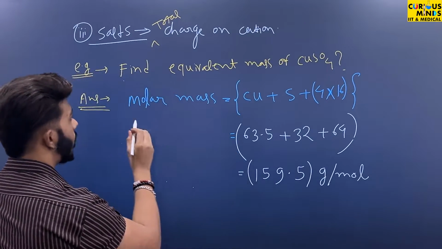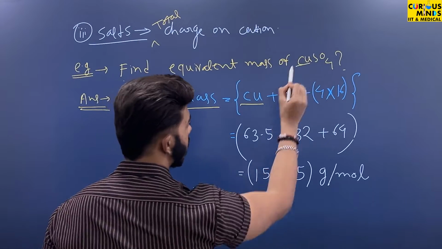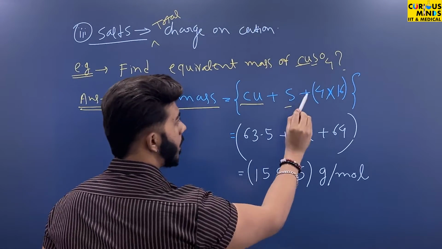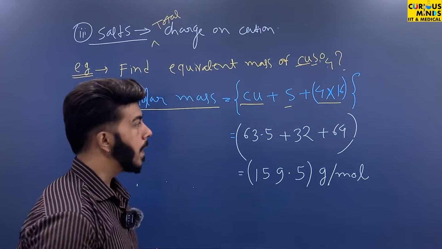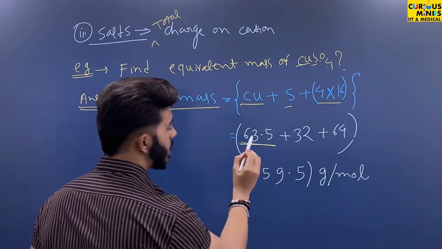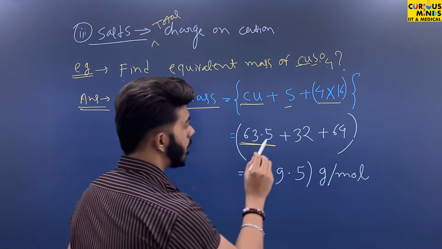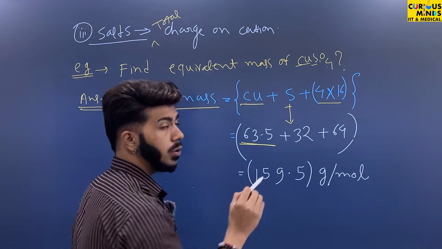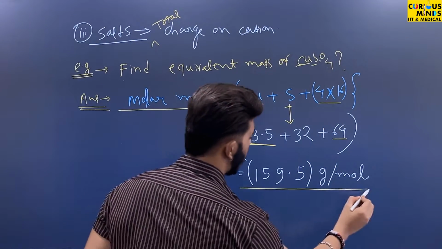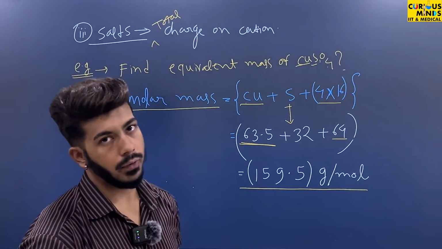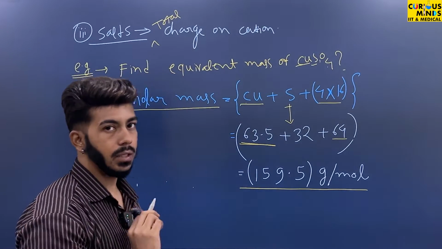For copper sulfate, we first find the molar mass. What will be the molar mass? Copper, plus sulfur, plus 4 times oxygen, that is 4 times 16, right? So it will be 63.5, which is nothing but the atomic mass of copper, plus sulfur, which is 32, plus 4 times 16, that is 64. So in total it will be 159.5 gram per mole. This will be the molar mass of copper sulfate.